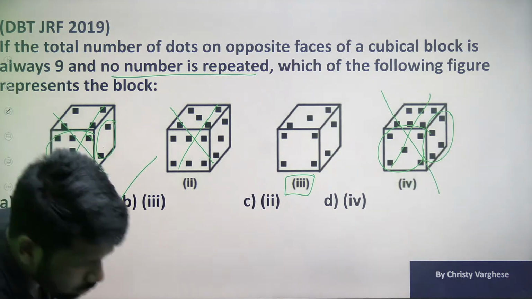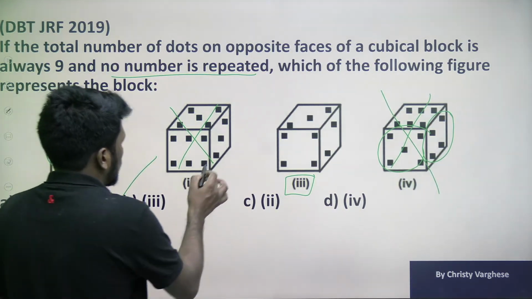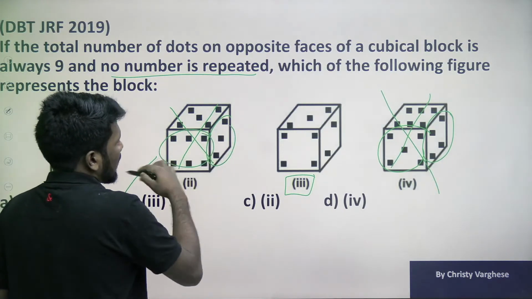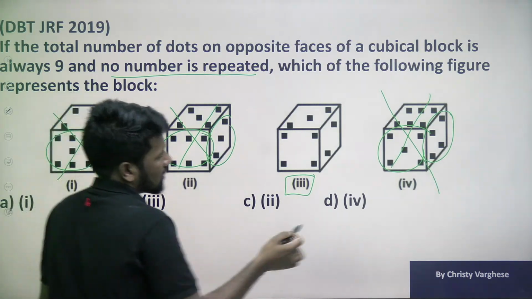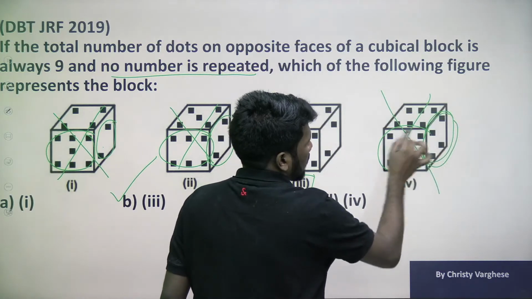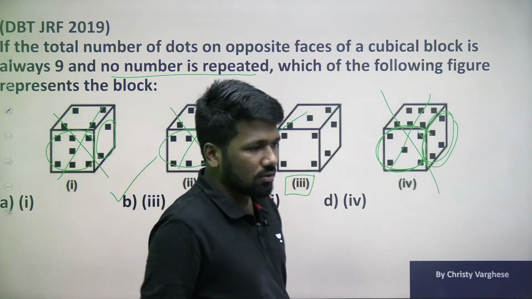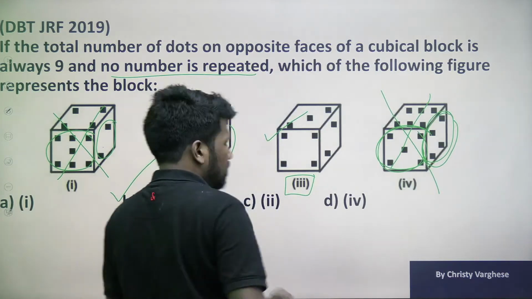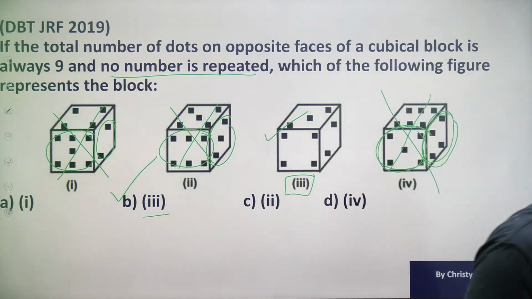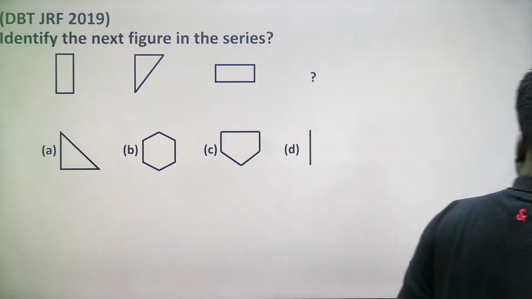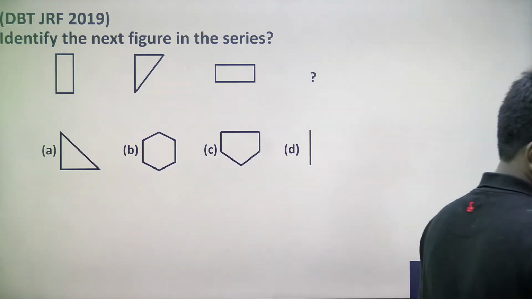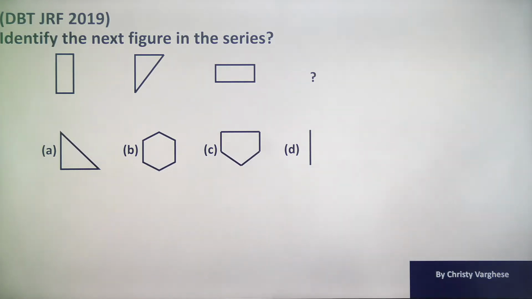So option 1 is wrong. Option 2 is wrong because 3 plus 6 is 9, but that is not opposite, that is adjacent. Option 4 is wrong because 4 plus 5 is 9, and that is also not opposite. Only option 3 works. Option 3 is option B. All of you understood now? Then let's go to the next question. This is a simple question. All of you try it.